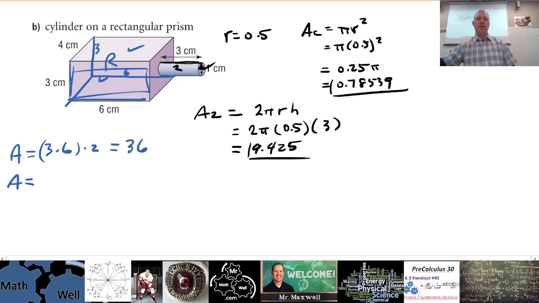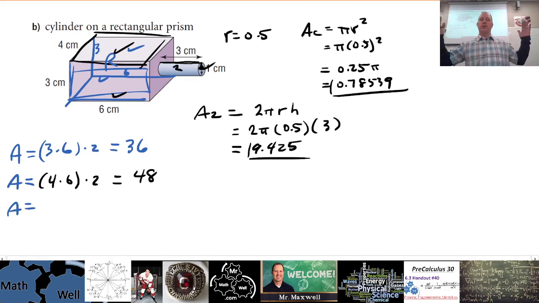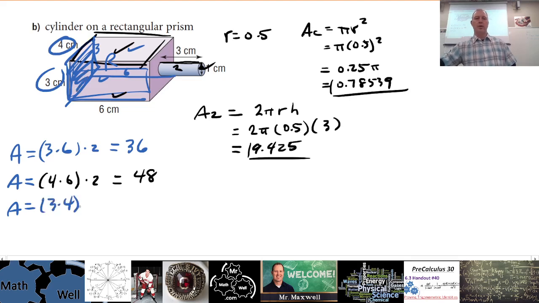So let's do area of the top and bottom. Okay, top and bottom. That's going to be, I'll do that in black, 4 times 6 times 2. So 4 times 6 times 2 for the top and the bottom. So what's that? 48. Okay, so 24 times 2. Awesome. And let's do the area of the sides now, the 2 sides. So that's going to be 3 times 4, right? For each side. So 3 times 4 times 2. That's 12 times 2 is 24.